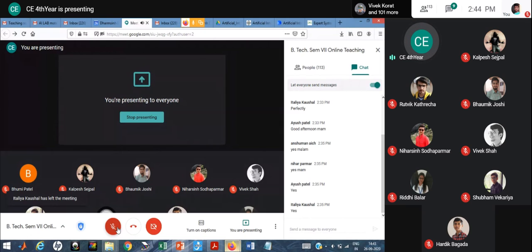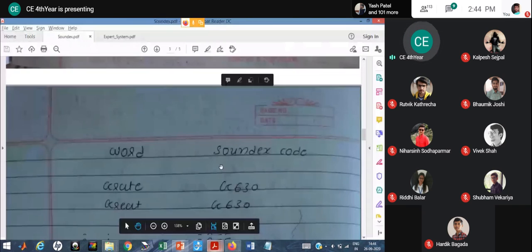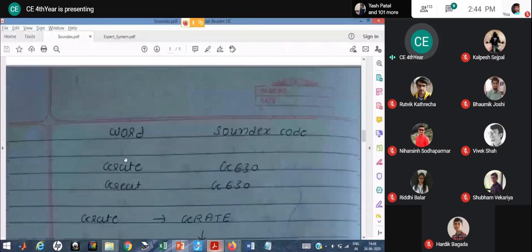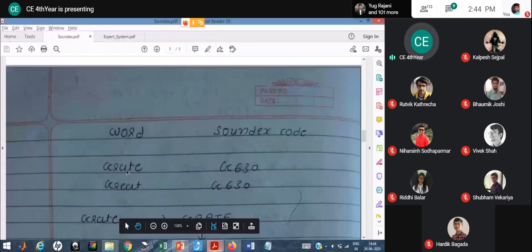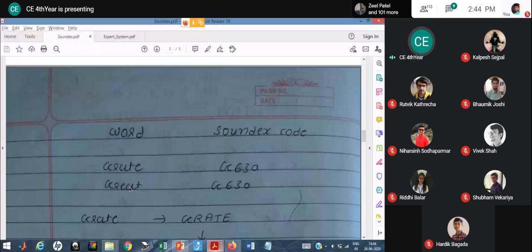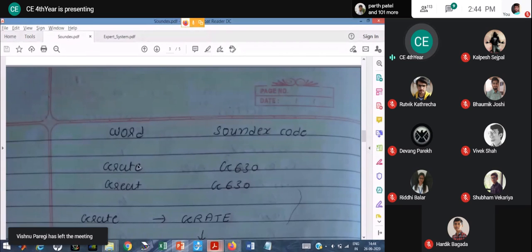Okay, so listen. Next is a table of words and their Soundex codes. Now see here, for GRATE the Soundex code is G630. Here is GREAT, and this you can also read as GRATE. So here the spelling is GRATE, and here the spelling is GREAT, right? In this case both words have the same sound, and so the Soundex code for both words is the same.